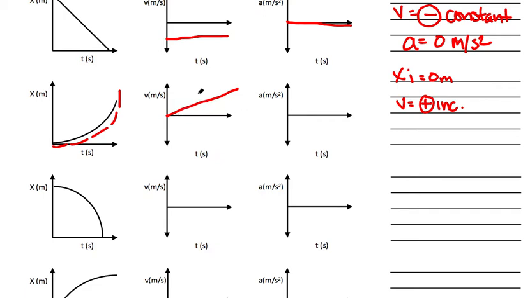Now the slope of this line, remember, the slope of a velocity time graph represents acceleration. The slope of a position time graph represents velocity. Okay. The slope of this line is constant and it is positive. So we have a positive constant acceleration.